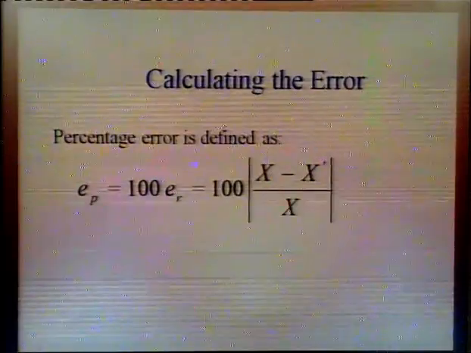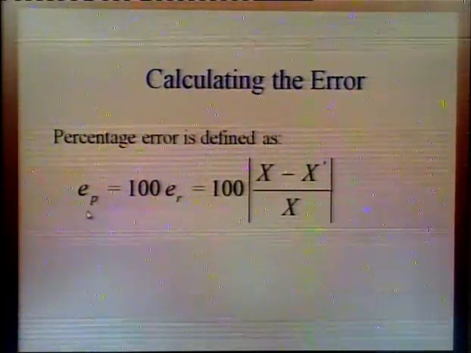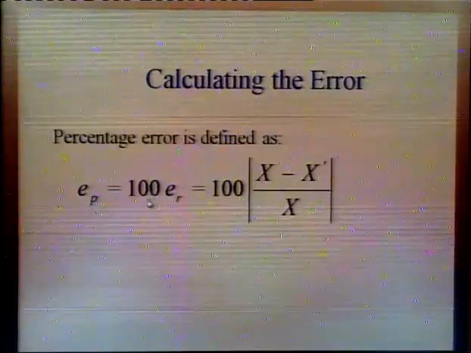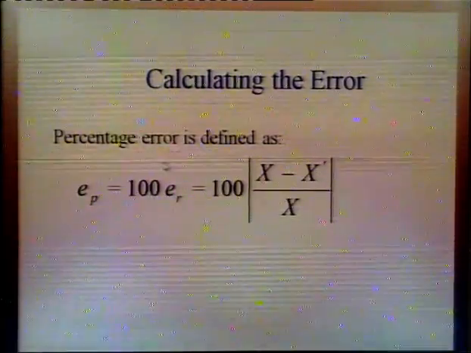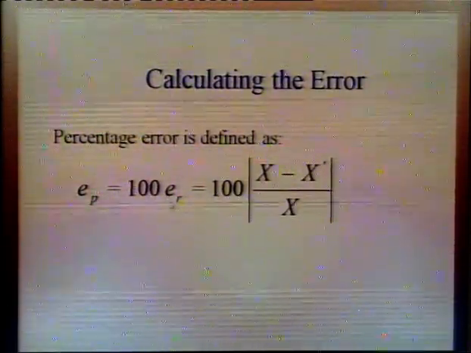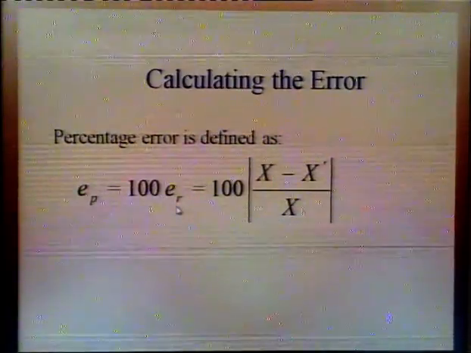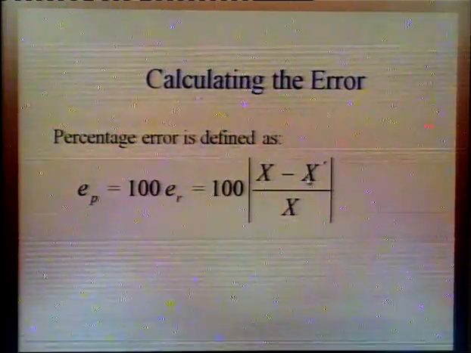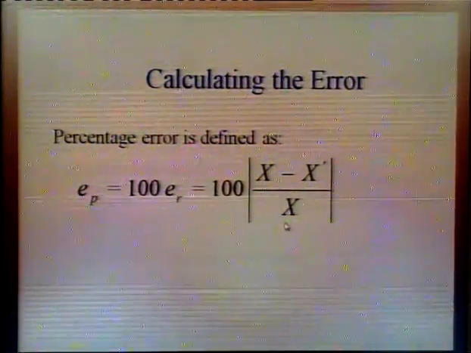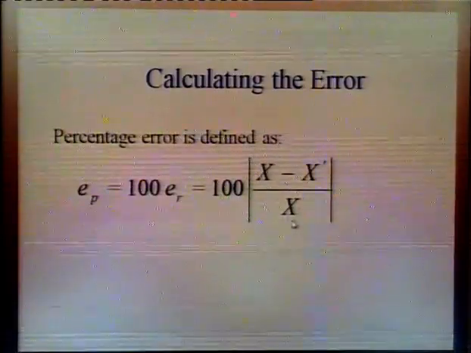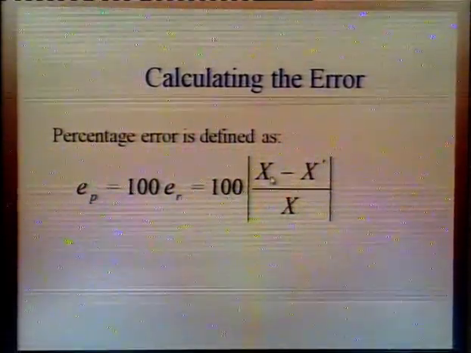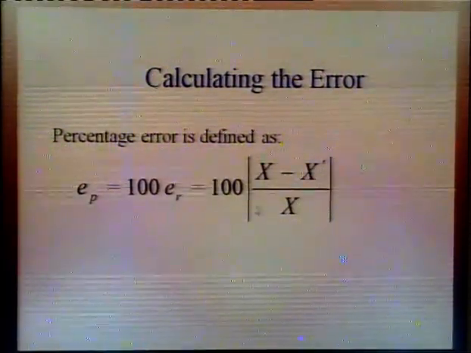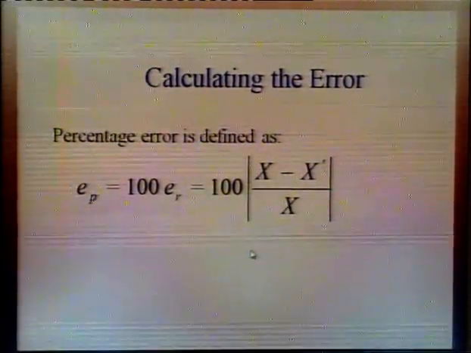Next we come to the percentage error. Percentage error is denoted by EP, which is equal to 100 into ER, in percentage. ER is the relative error. Relative error is equal to absolute error divided by true value, that is 100 into the modulus of x minus x prime divided by x. This is the total percentage error.